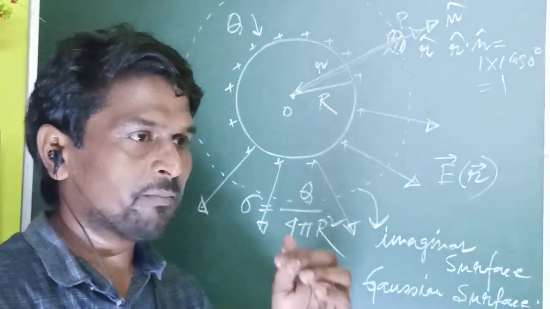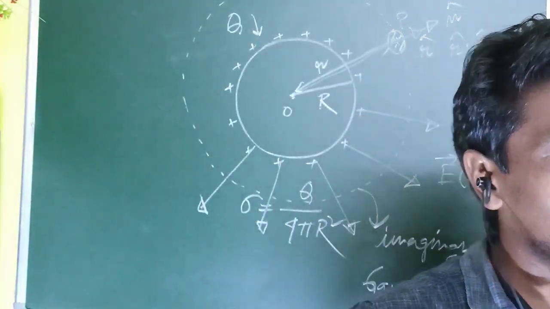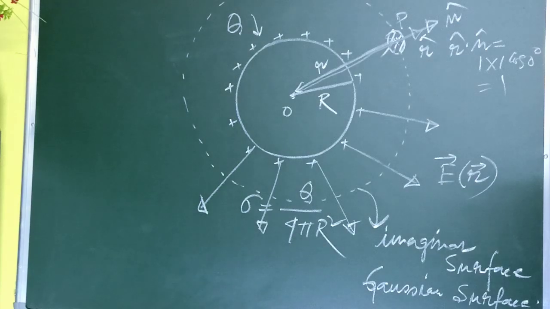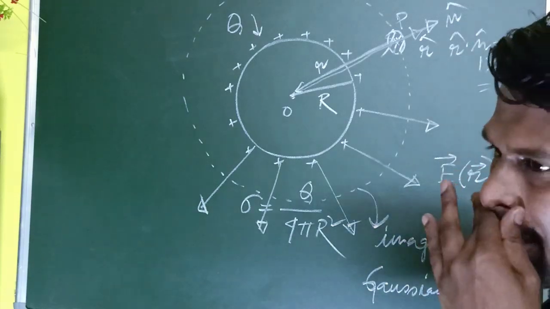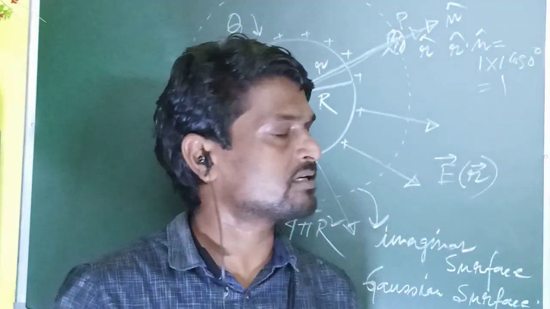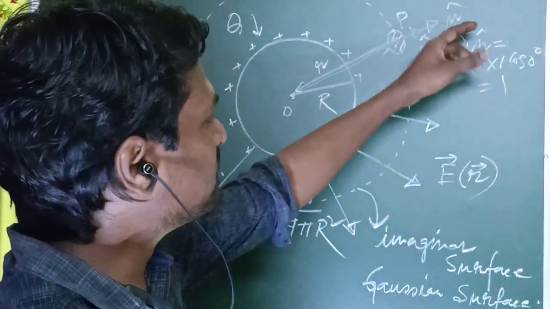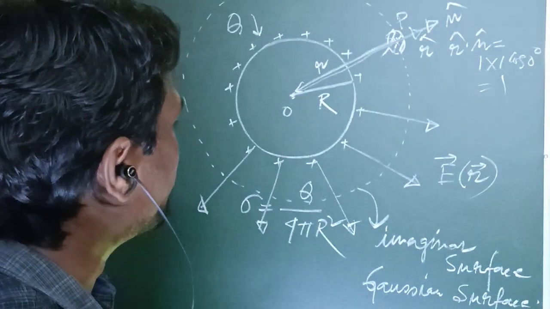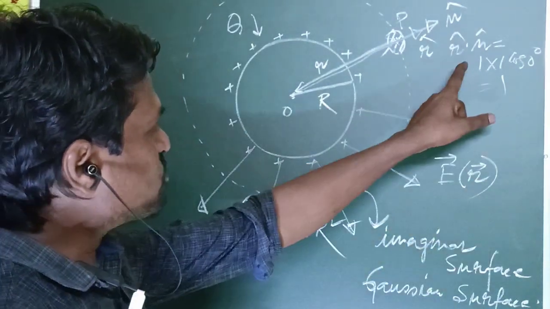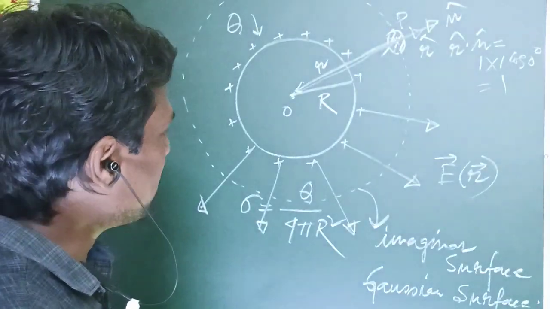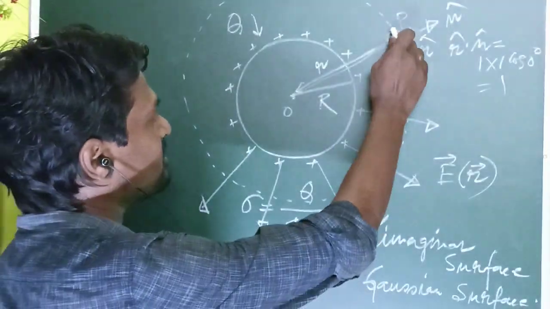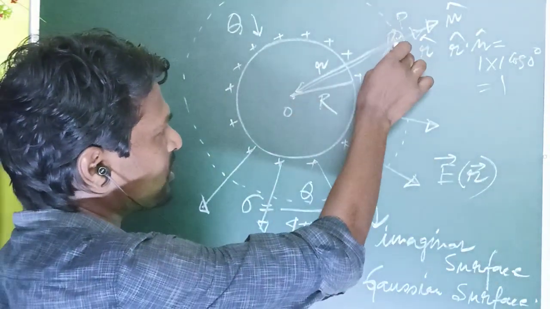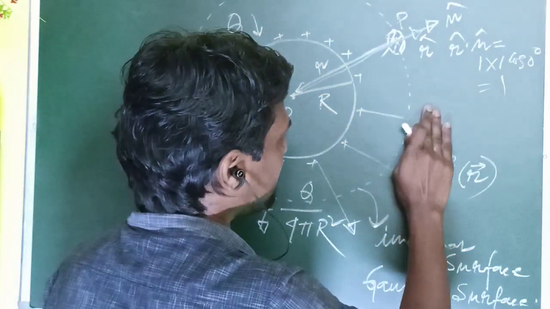From the rules of the dot product, you know that a dot b equals a b cos theta, but here there are two unit vectors, so the magnitude of each unit vector is 1. That is 1 into cos 0 degree, that is 1. So r cap dot n cap is equal to 1. Now you can apply Gauss's theorem for that small surface.